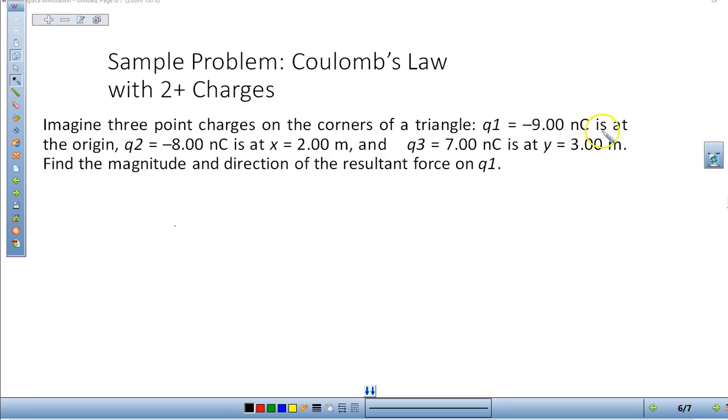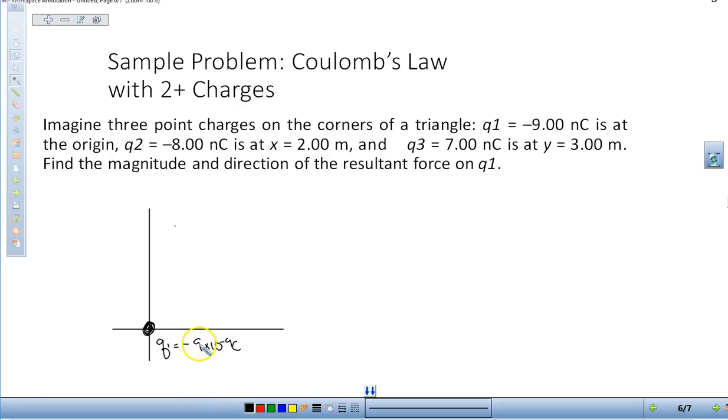We have -9 nanocoulombs at the origin. We have Q2, 8 nanocoulombs at x equals 2, and Q3, 7 nanocoulombs at y equals 3. So I'm going to draw a straight line here because I want to diagram this out. Okay, we have Q1 at the origin, so here we go. Here's Q1, and that is -9. I'm going to put this into nanocoulombs right away.